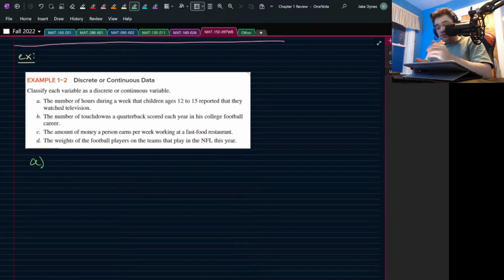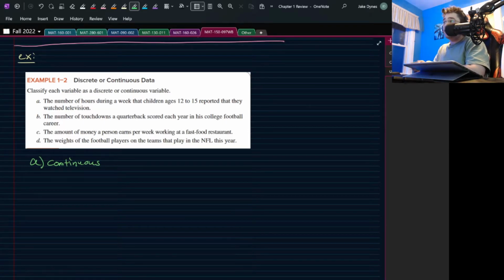That is continuous, right? Because it's a measurement of time. So similar to age, maybe they watch 3 hours, 3.5 hours, 3.25 hours, 3.125 hours, 3.16 hours, right? You could keep breaking it up into smaller and smaller intervals or smaller and smaller fractions. So this one is definitely continuous. And in general, time is basically always going to be a continuous measurement.